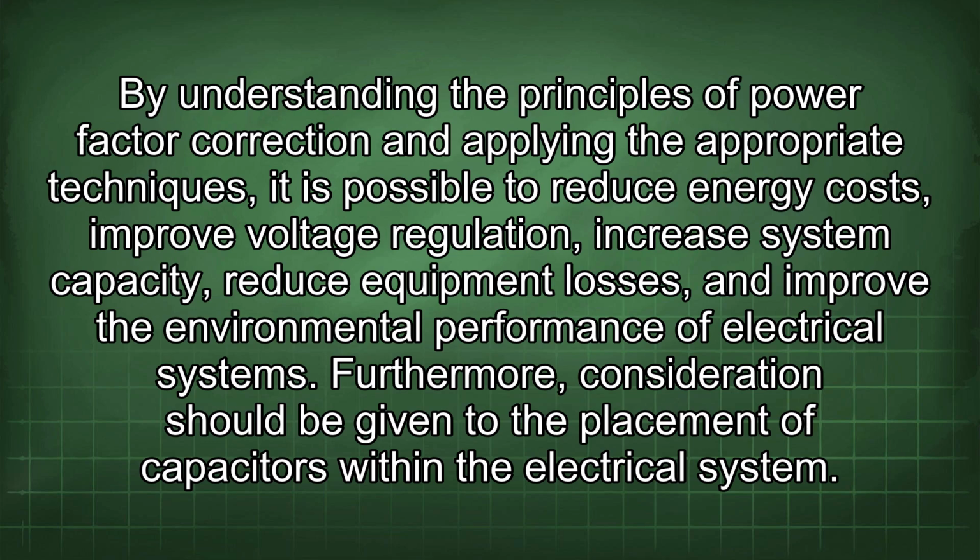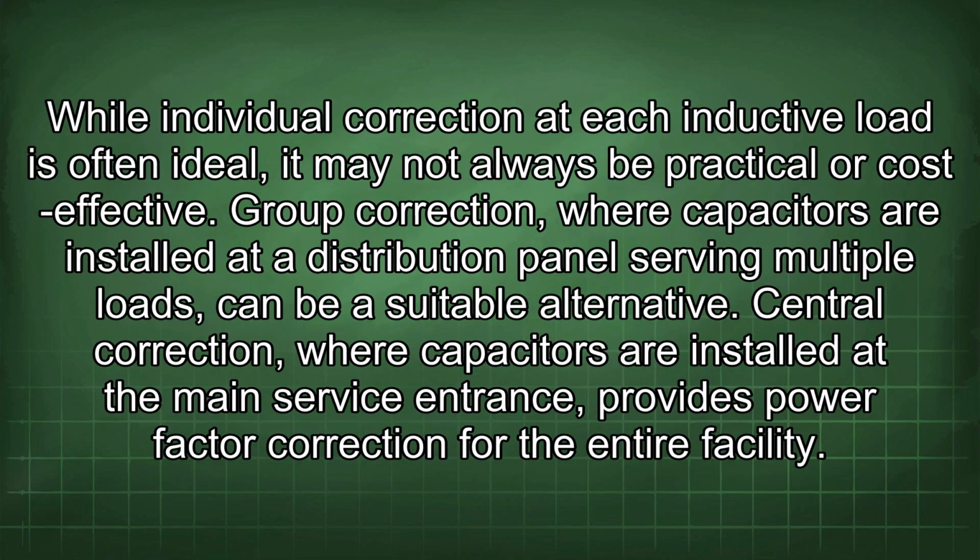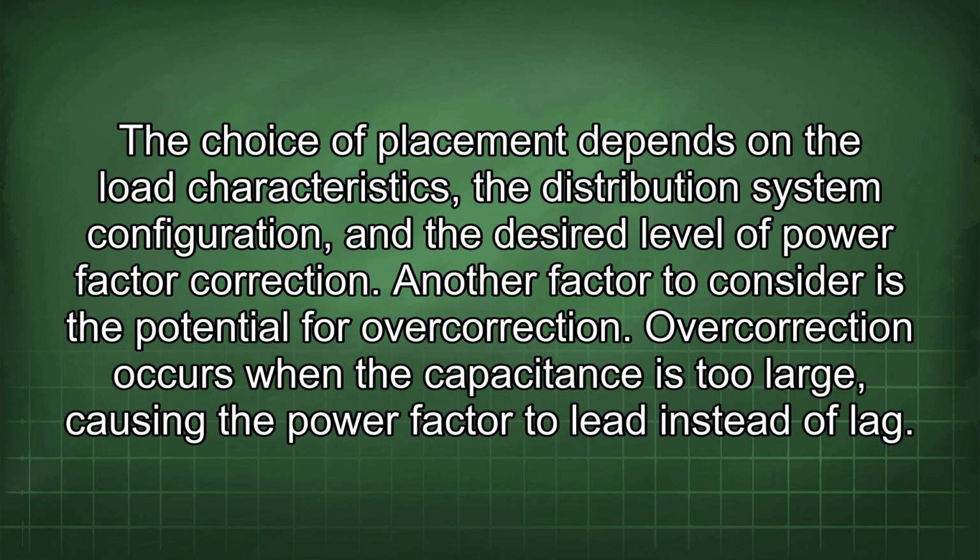Furthermore, consideration should be given to the placement of capacitors within the electrical system. While individual correction at each inductive load is often ideal, it may not always be practical or cost-effective. Group correction, where capacitors are installed at the distribution panel serving multiple loads, can be a suitable alternative. Central correction, where capacitors are installed at the main service entrance, provides power factor correction for the entire facility. The choice of placement depends on the load characteristics, the distribution system configuration, and the desired level of power factor correction.